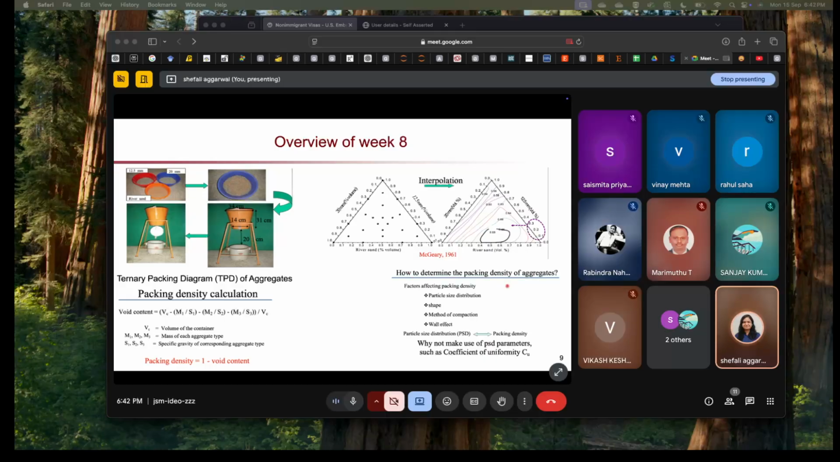There are different factors which will affect your particle size distribution, like in this case 20, 12 and reverse sand, and we are using the shape and size of your aggregates. That's why we are telling we want to use round aggregates, so we should not use flaky aggregates. Then how you are compacting your aggregates, method of compaction and wall effect. So your particle size distribution is directly proportional to your packing density.